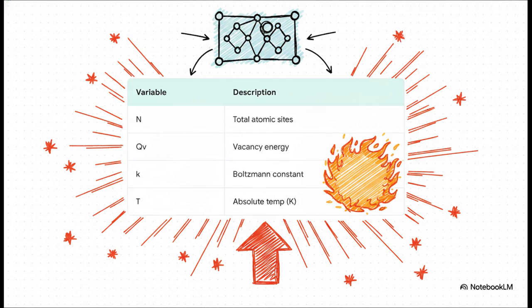Now, how do we get that massive number? We use a specific equation with a few key variables. We've got N for the total number of atomic sites, QV for the energy needed to actually form a vacancy, K is Boltzmann's constant, and T is our absolute temperature. But here's the absolute crucial takeaway from all this math. It's all about that T variable. The number of vacancies has an exponential dependence on temperature. Meaning as the temperature goes up, the number of vacant atomic sites doesn't just increase, it literally explodes.